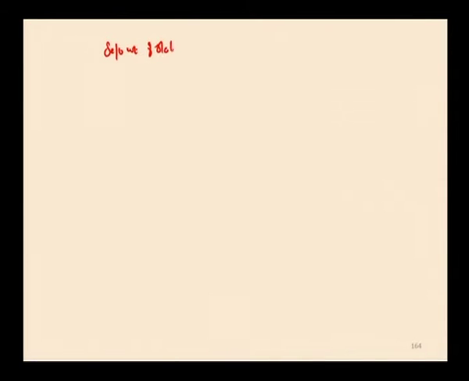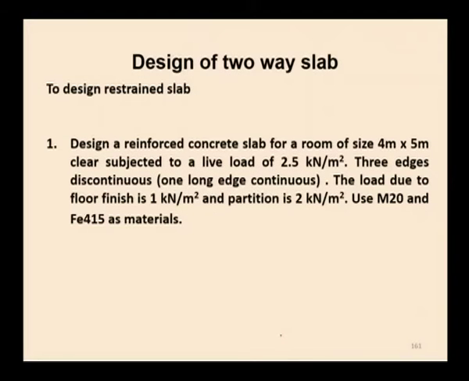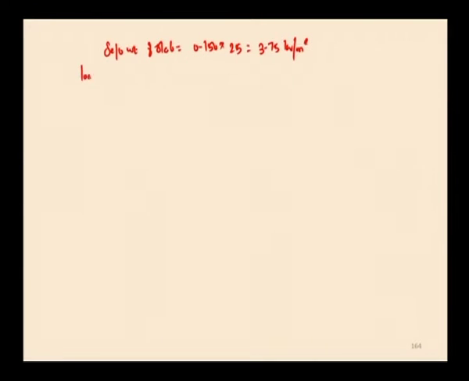Self height of the slab is 0.15 into 25, which is equal to 3.75 kilonewton per meter square. In addition to this, they have asked us to consider load due to the floor finish and the partition wall. Load due to floor finish is equal to 1.0 kilonewton per meter square, and due to partitions, that is 2.0 kilonewton per meter square.